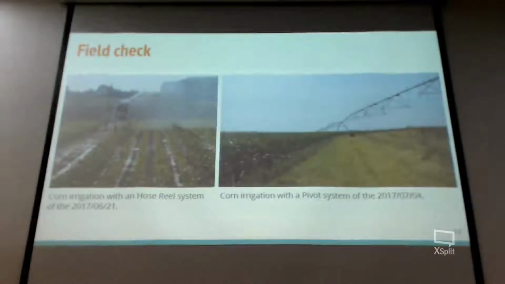And here are some photos that we have taken during our check. For example, here I reported two images. One of corn irrigation with a hose reel system at the end of June, and here corn irrigation with a pivot system at the start of July.